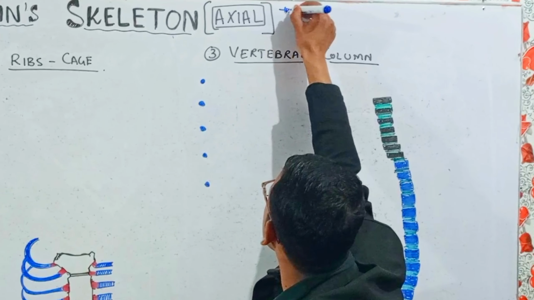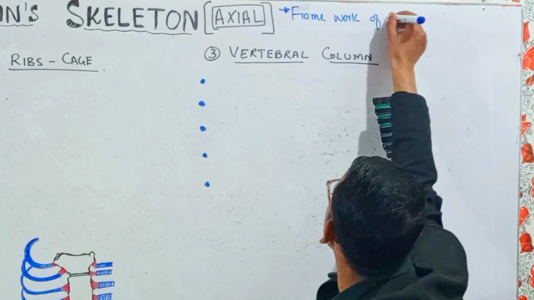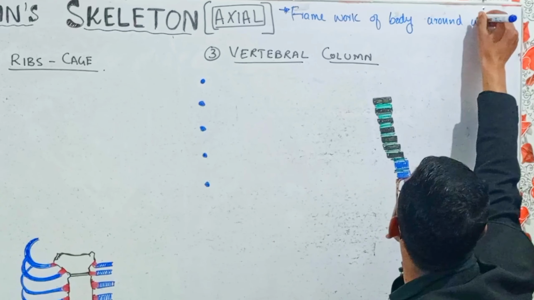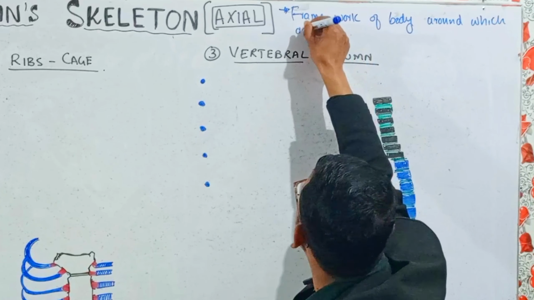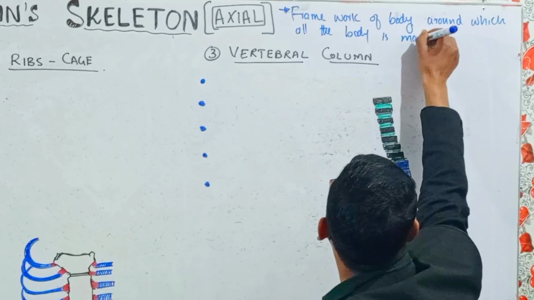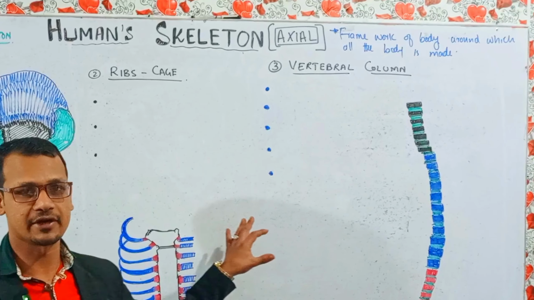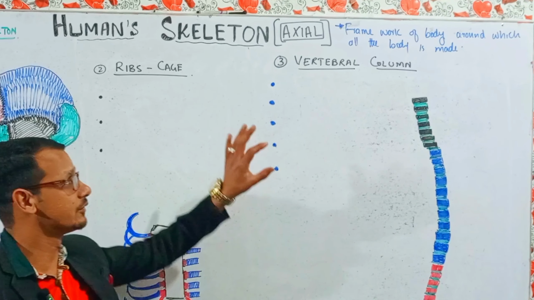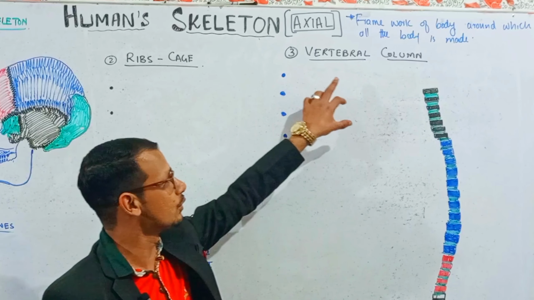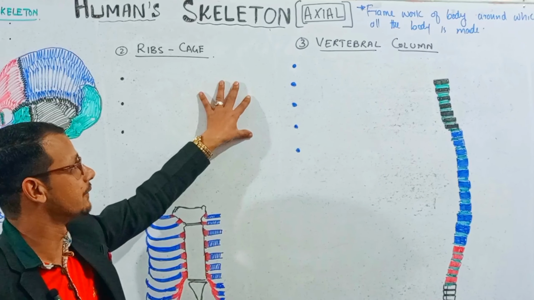The skeleton is the framework of the body, around which all the body is made. For example, if we want to make a car, first we make the frame, and then we make the full car. Like that, we have a skeleton, which is hard tissue, and around which all the muscles and all the vessels are arranged. So this is called the skeleton.